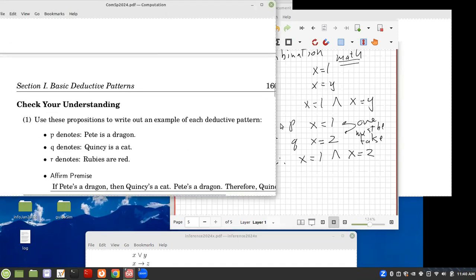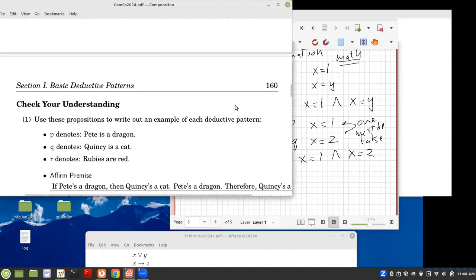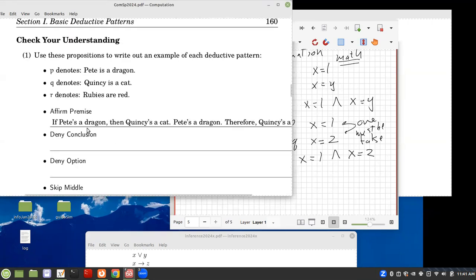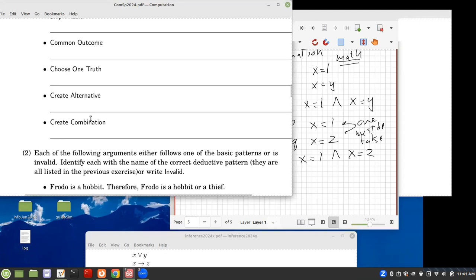There are some exercises which you should try, which we would do in class if this were live. Of course, all the exercises in the text are assigned, not necessarily to turn in, but to check your understanding. So, for example, here you're given propositions: Peter's a dragon, Quincy is a cat, rubies are red, and you're supposed to just write out the logical equivalence here. It says if Pete's a dragon, then Quincy's a cat. Pete's a dragon, therefore Quincy's a cat. It's just writing out the pattern for modus ponens so that you become familiar with these patterns.